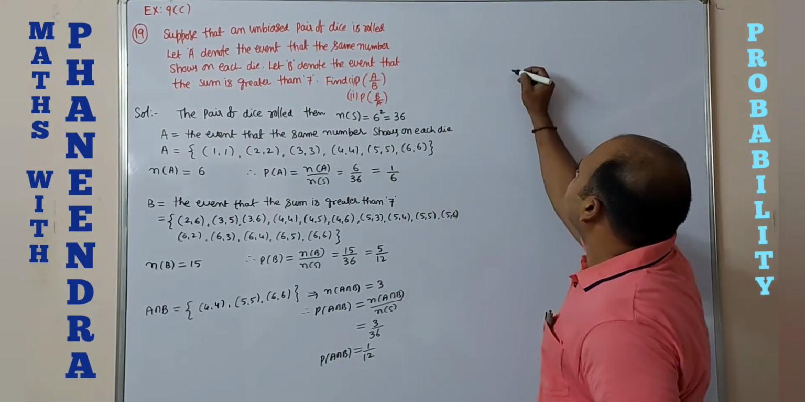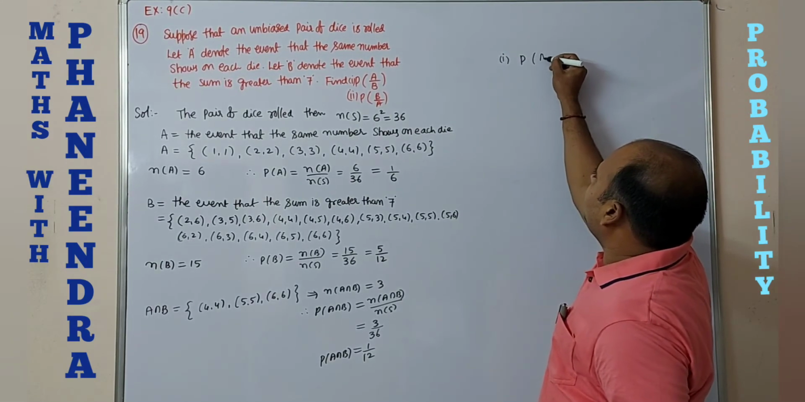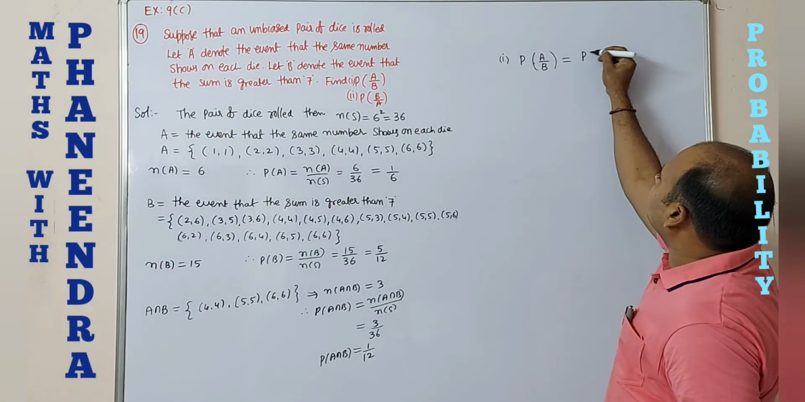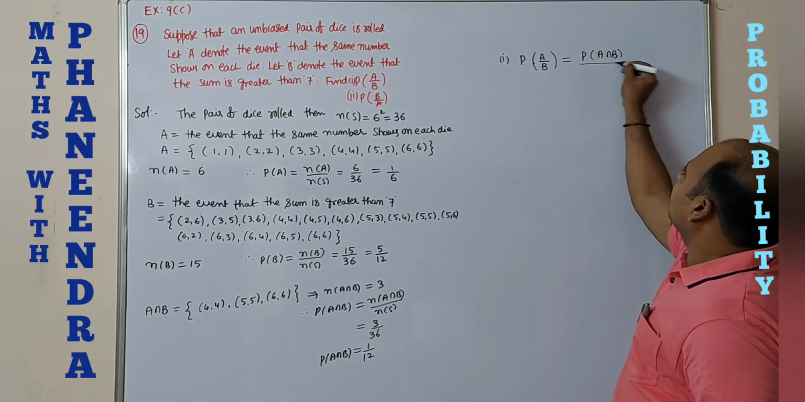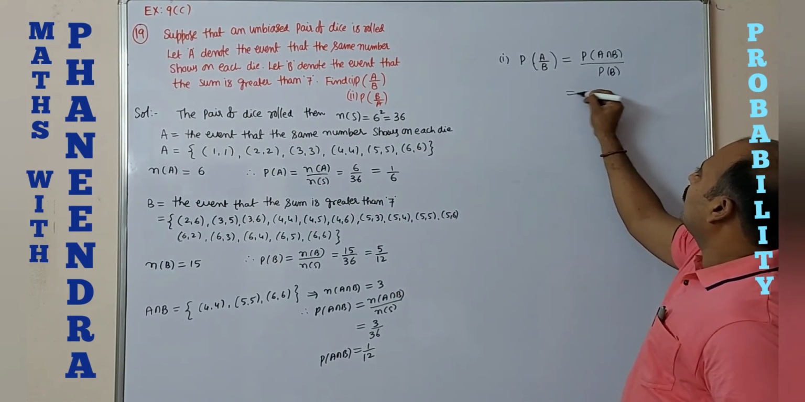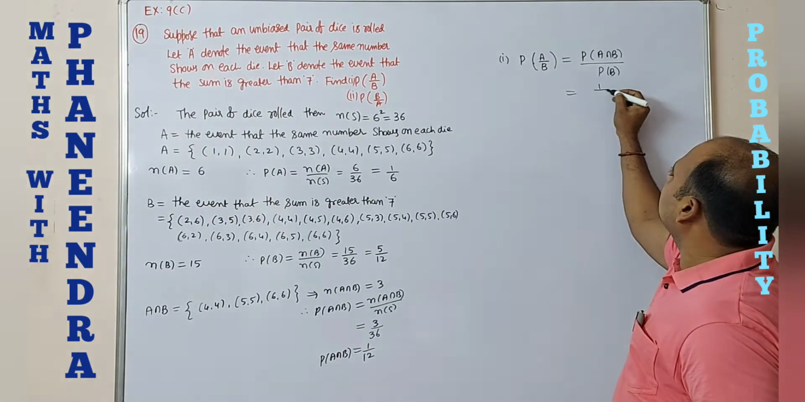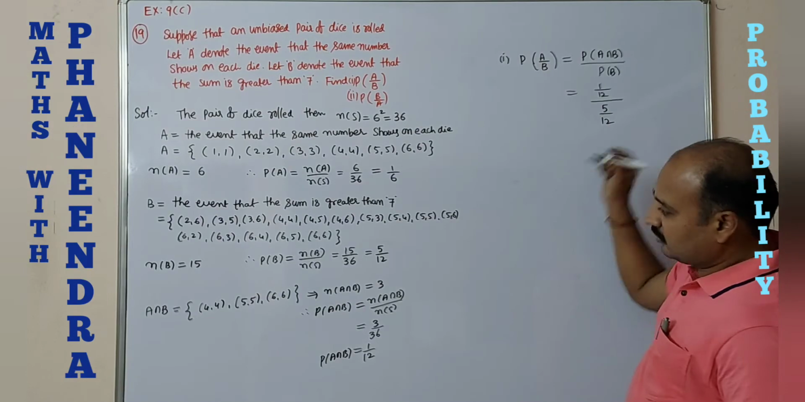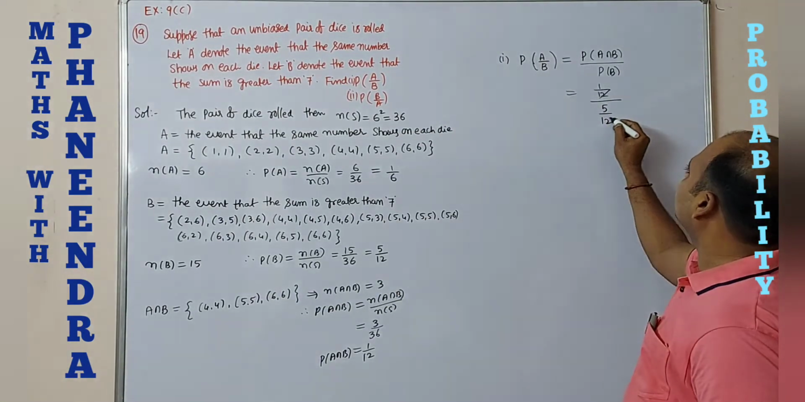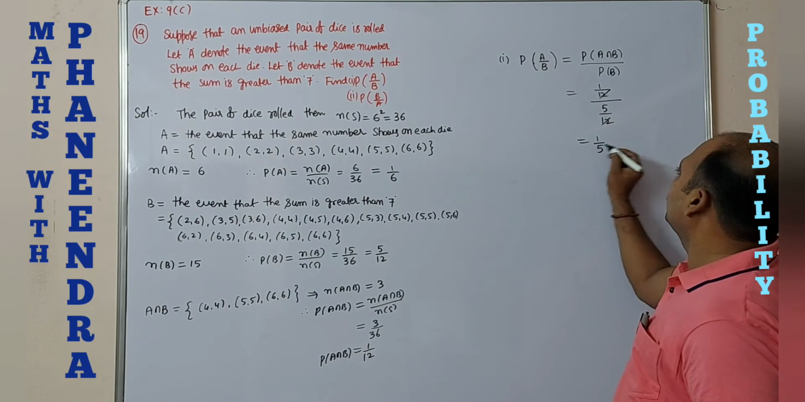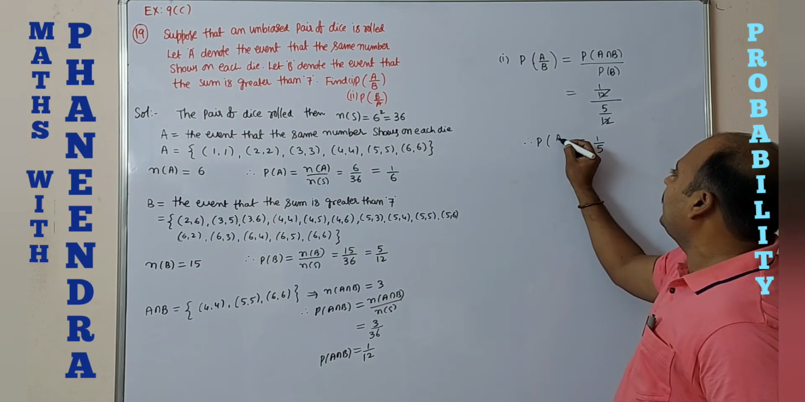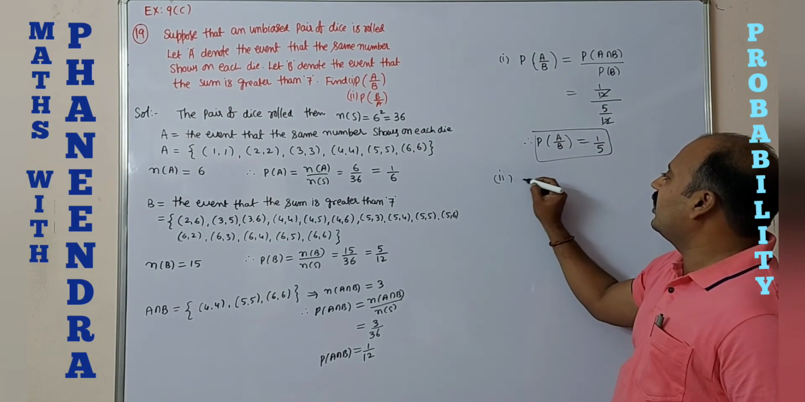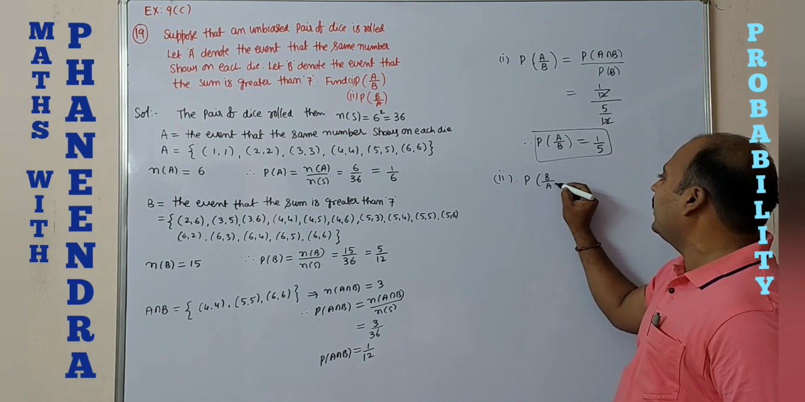Two questions are there. First question, P of A by B. That means P of A intersection B divided by P of B. P of A intersection B is 1 by 12, divided by P of B, whose value is 5 by 12. So 12 gets cancelled. 1 by 5. So this is about P of A by B, or A given B.